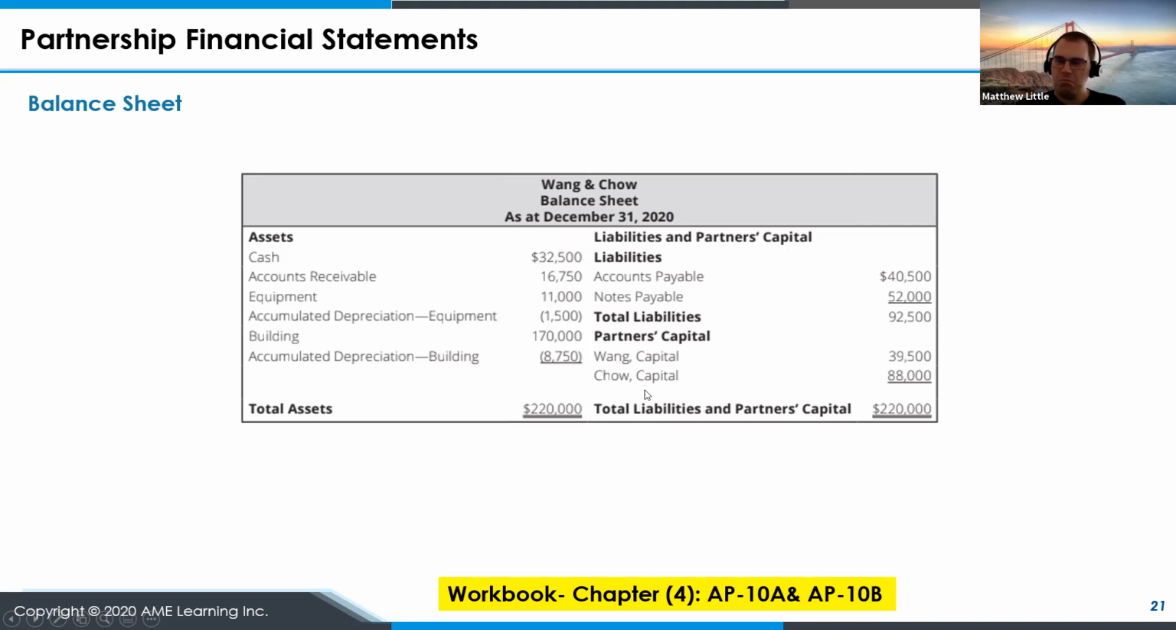These can be in order of joining the partnership. They could be in alphabetical order. It really doesn't matter as long as they're listed there based on the partner's preference, usually. And in this case, we have 39,500 and 88,000. You'd say typically, if you're required to do an audit, you would typically do these in order of magnitude. So the largest dollar first, but that's just one example. Doesn't matter for this purpose.